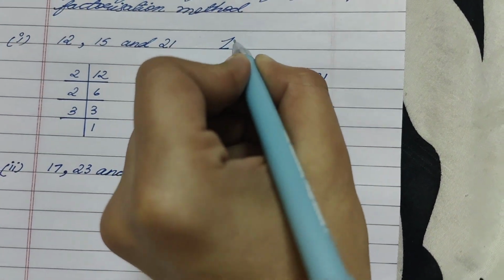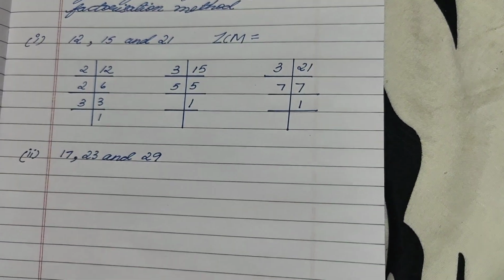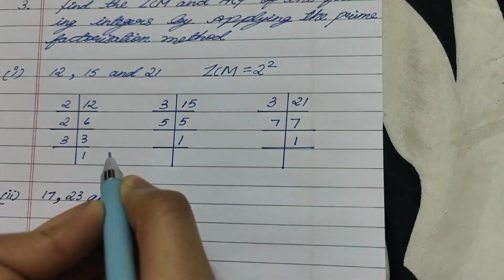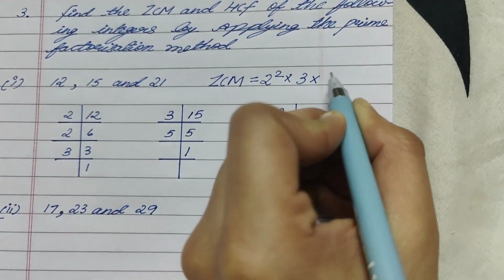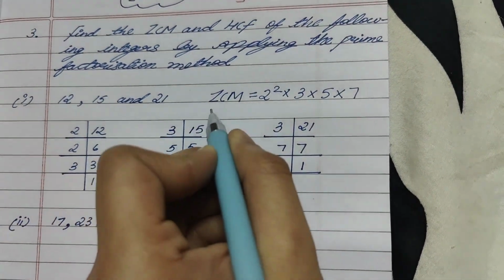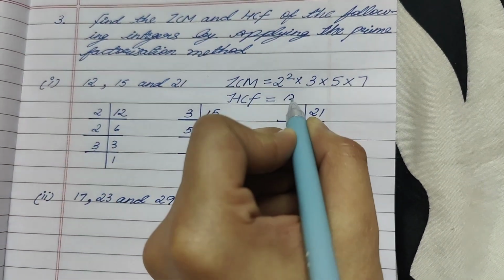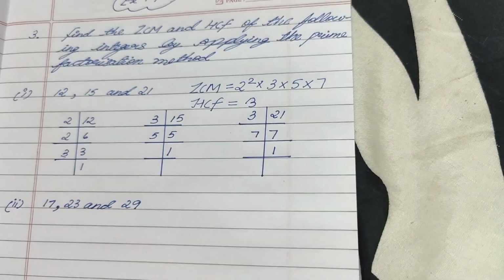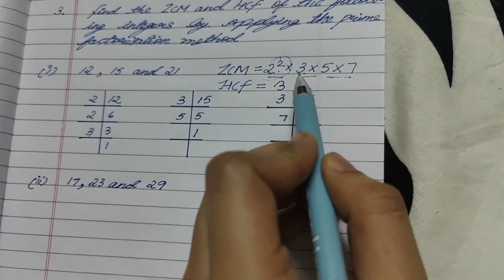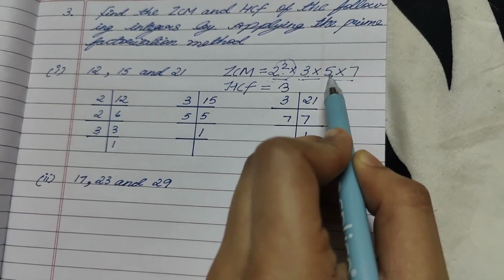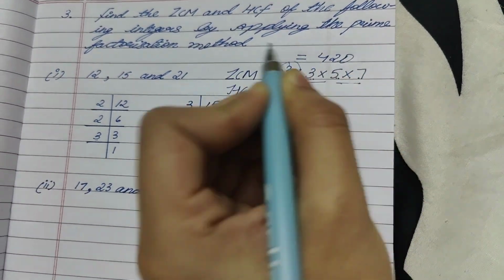Let me also tell you, for LCM we are going to take 2 square, then 3, then 5, and then 7. And in HCF we have only 3 in common, so we will take 3. Now if we multiply this, 2 twos are 4, 4 threes are 12, 12 into 5 is 60, and 60 into 7 is 420. So LCM is 420.